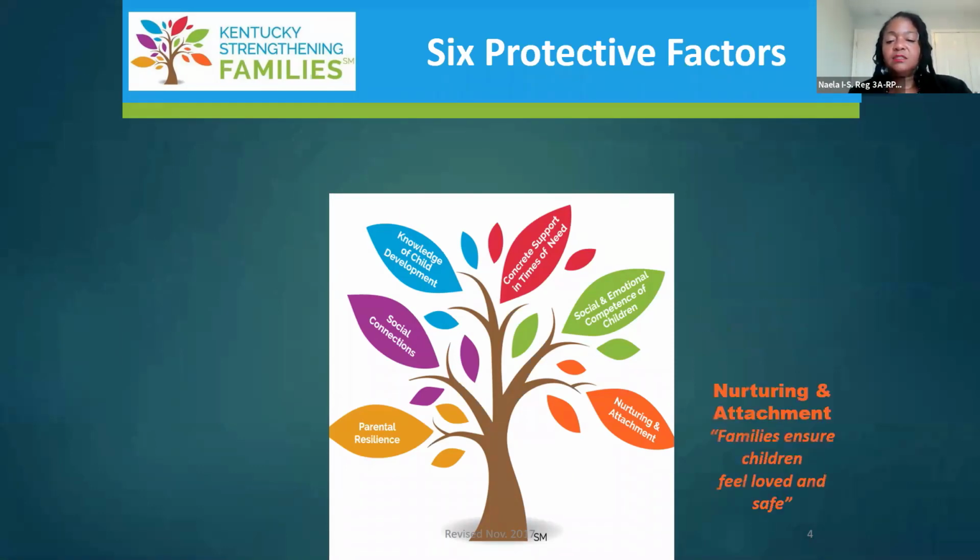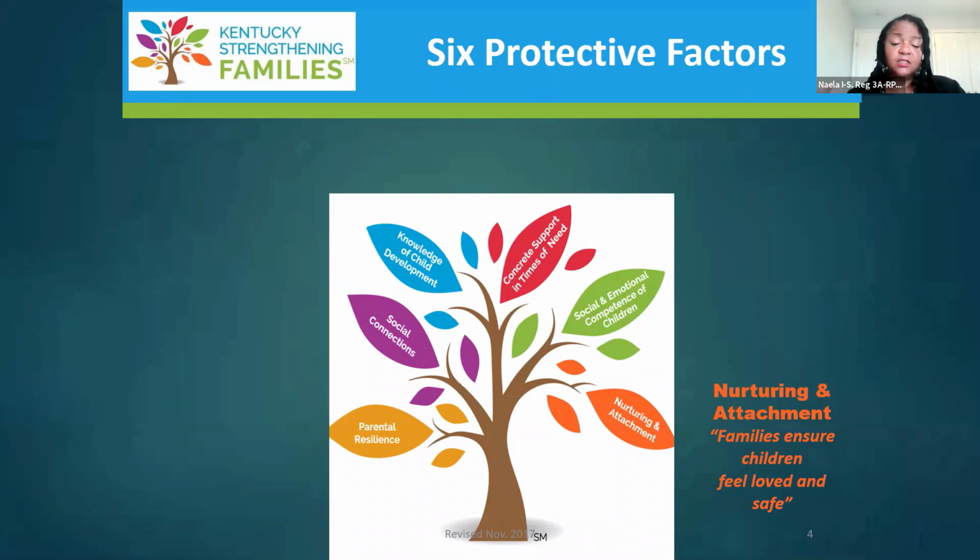Next is the 6th one that Kentucky has adopted, which was nurturing and attachment, realizing families ensure children feel loved and safe from birth to adulthood. We all need that, but this is primarily for our early childhood, 0 to 3, for that early brain development, which we saw.